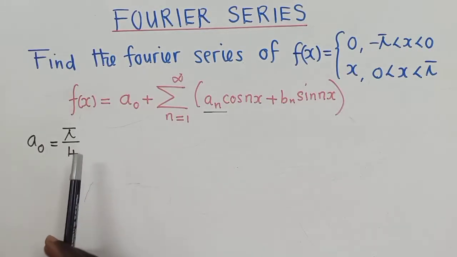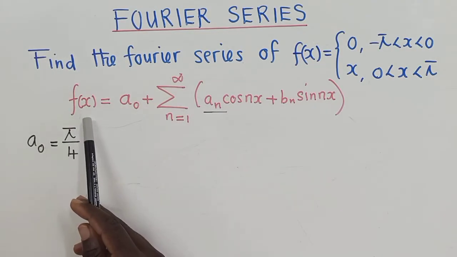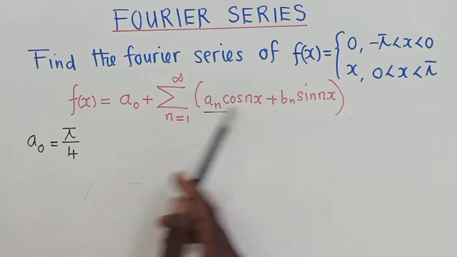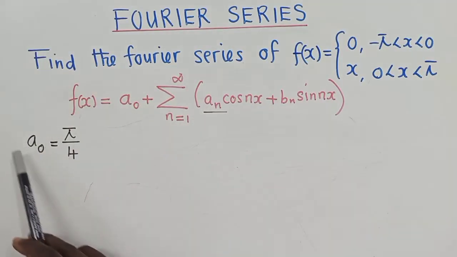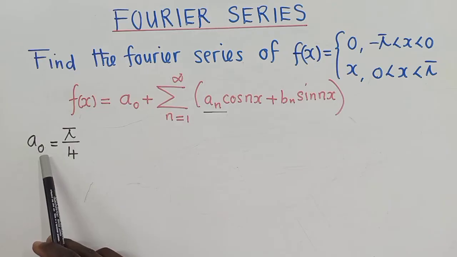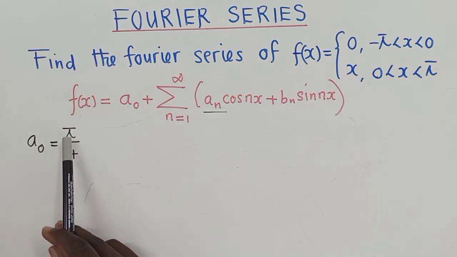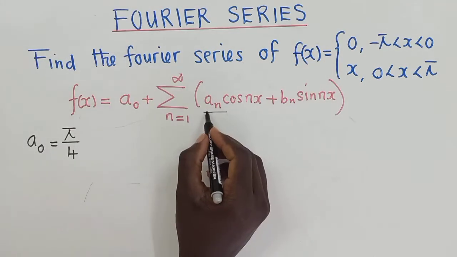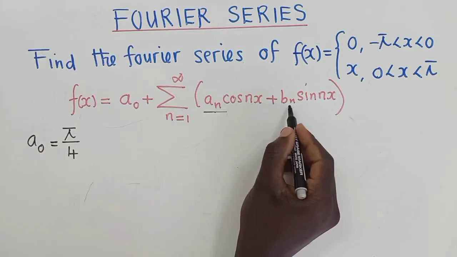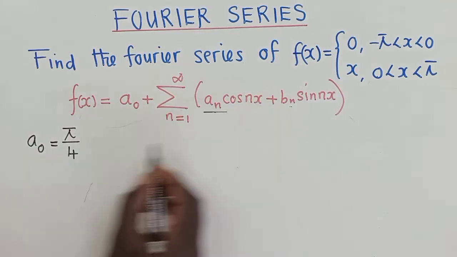In my previous video, I talked about what this formula is all about. And we also found our a subscript 0, which is equal to pi over 4. Now our next move will be to find the coefficient, what we're supposed to put here and what we're supposed to put right here.